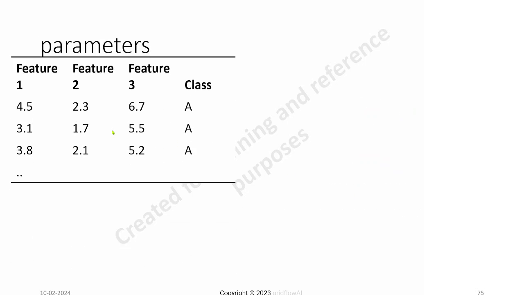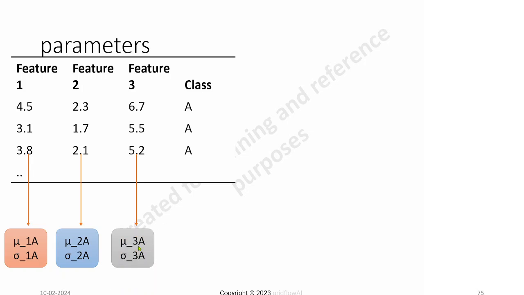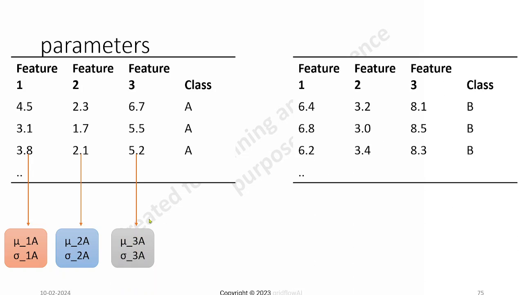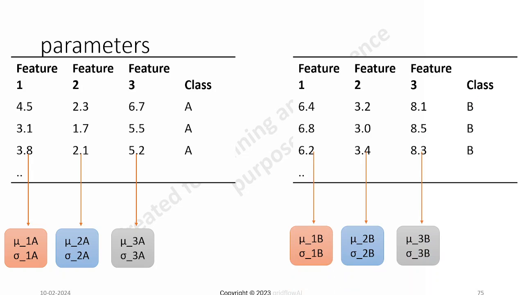So the parameters here, let's say feature 1, feature 2, and this is class A. We're going to estimate the mu and the standard deviation of feature 1 for class A, similarly for feature 2 in class A, and similarly feature 3 in class A, estimate the mean and standard deviation. And for the other class, let's say B, repeat the same process of estimation here.